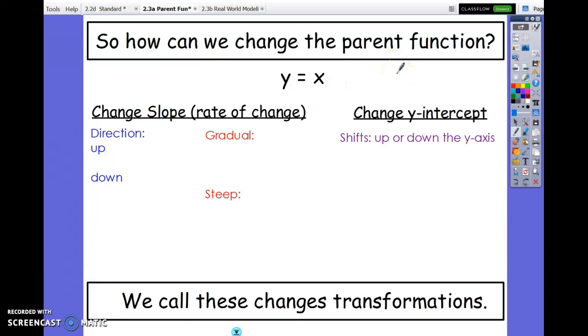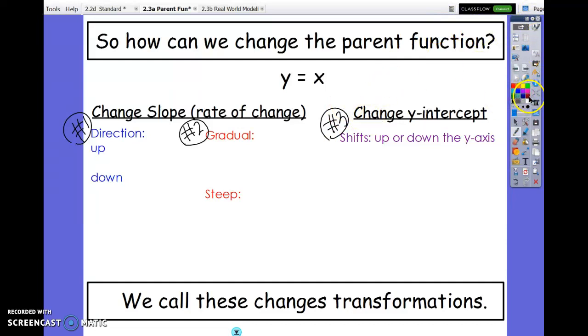Not all linear equations look like y equals x, our parent function. So the question is, how do we change the parent function? Well, we have these things called transformations. We actually have 3 of them. We have the direction transformation. We have the transformation talking about how gradual or steep our line is. And we have our third transformation talking about the change in the y-intercept.